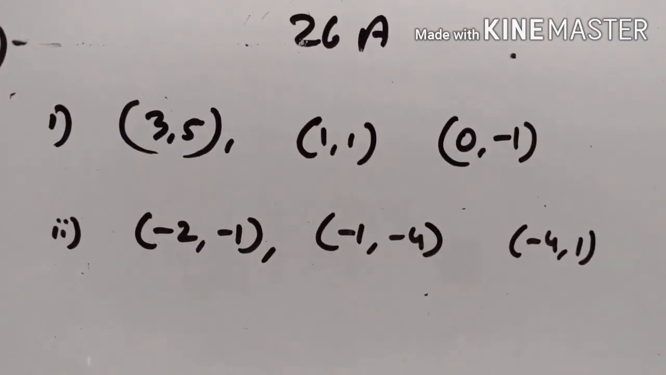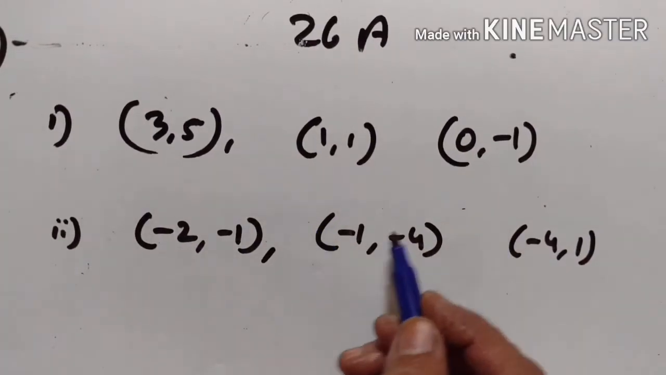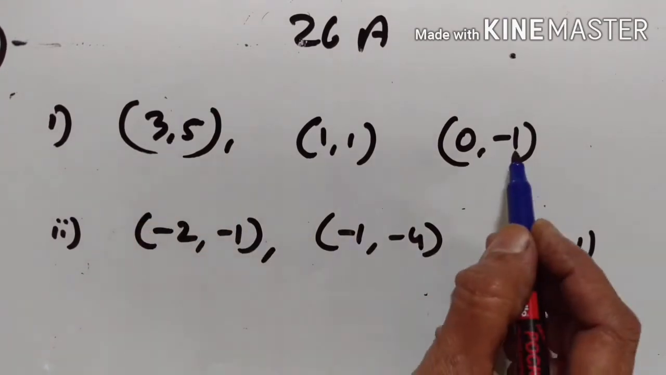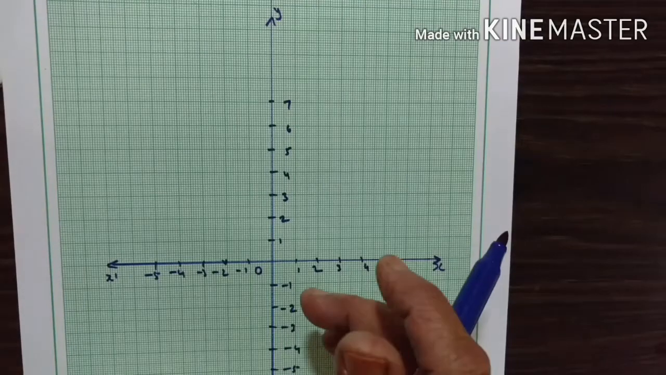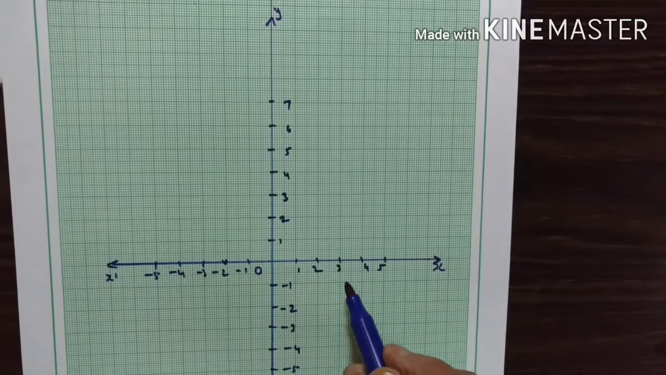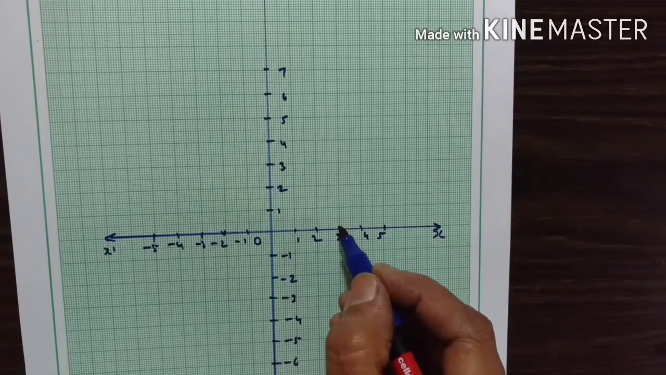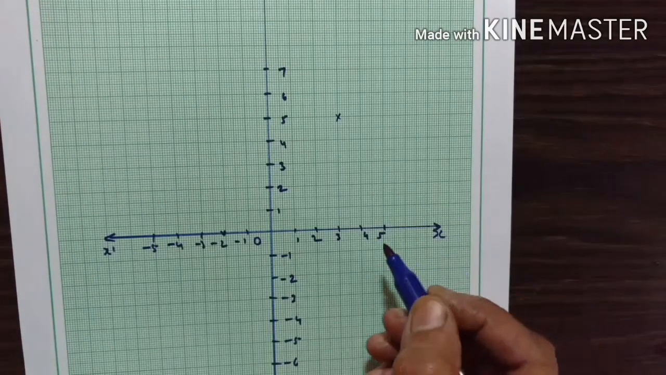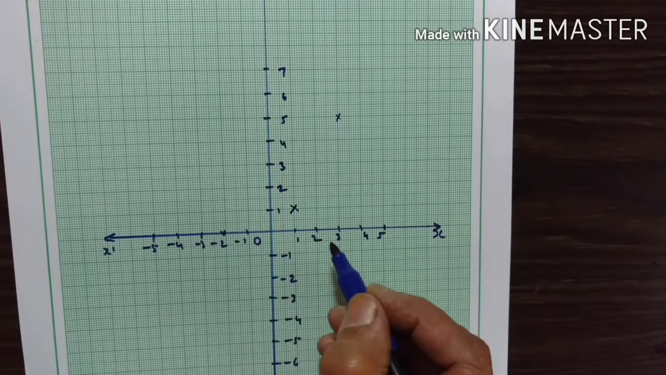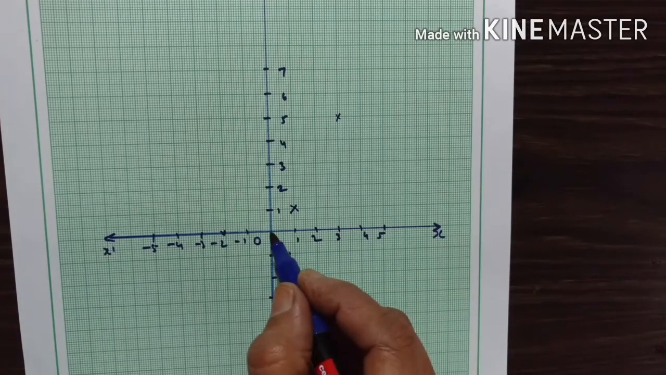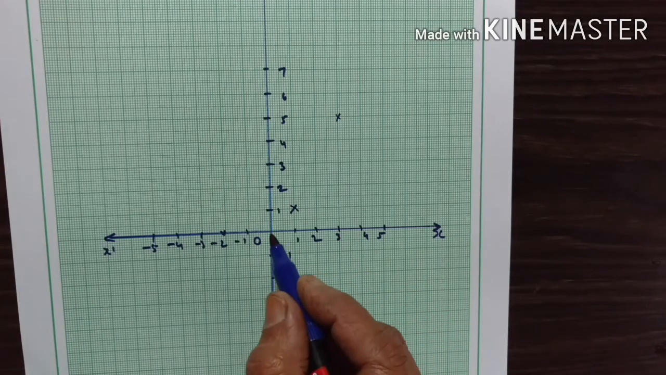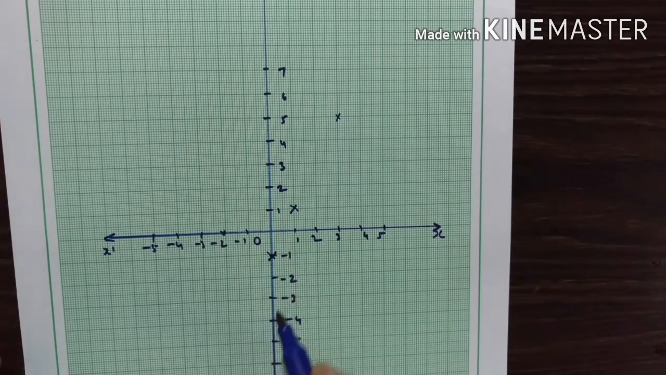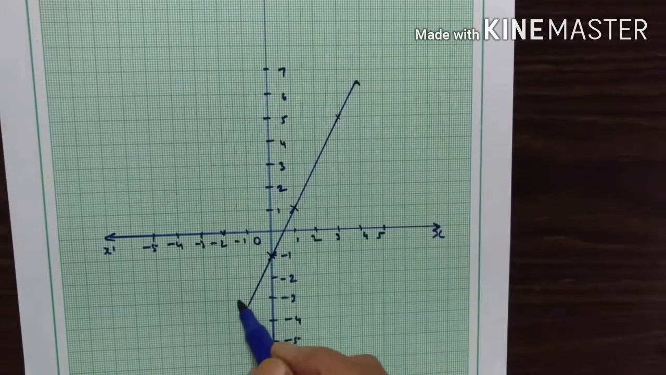10th problem. By plotting the following points on the same graph paper, check whether they are collinear or not. You have to see whether they are in the same line or not. 3, 5. 1, 1. 0, minus 1. Yes, all these points are in the same line.